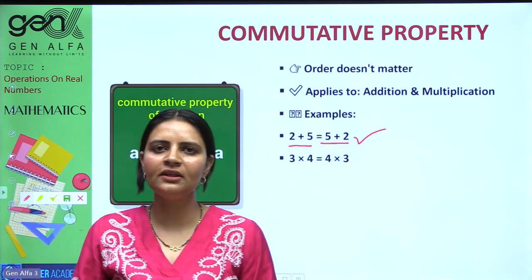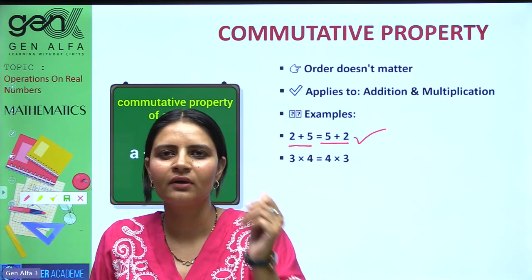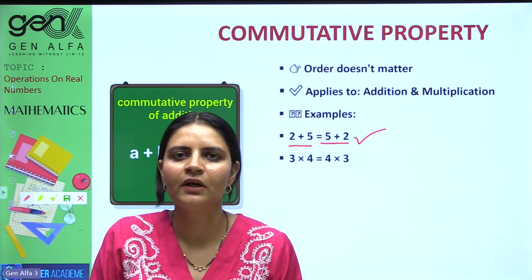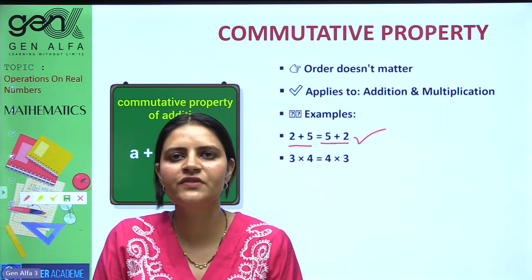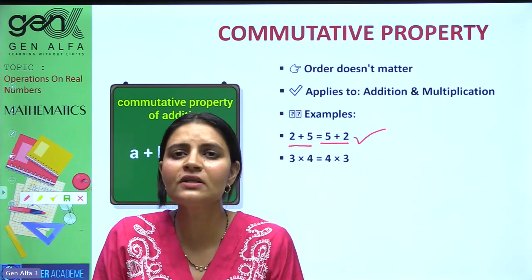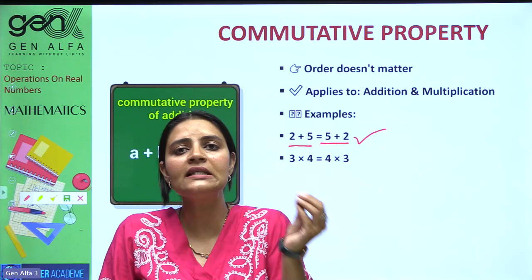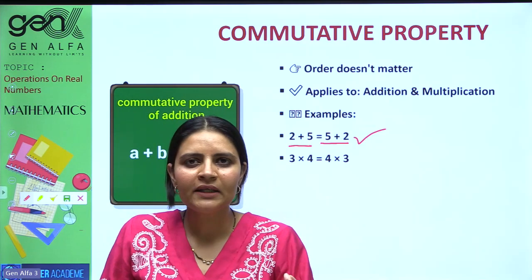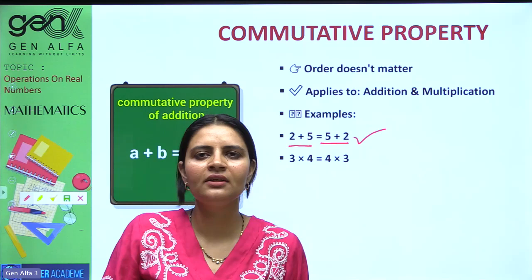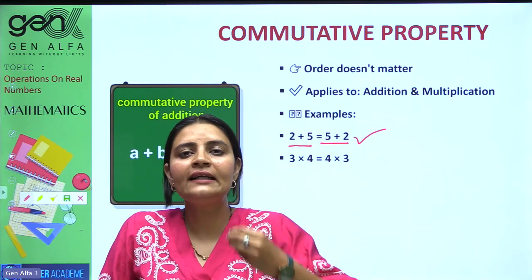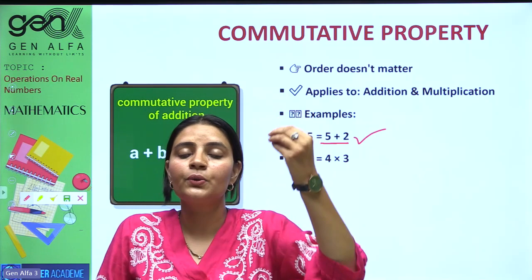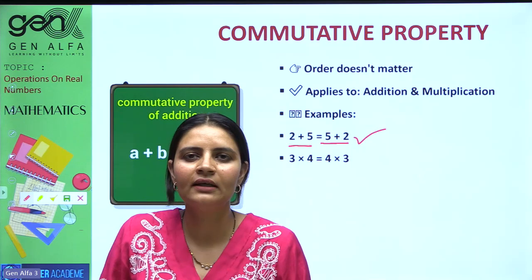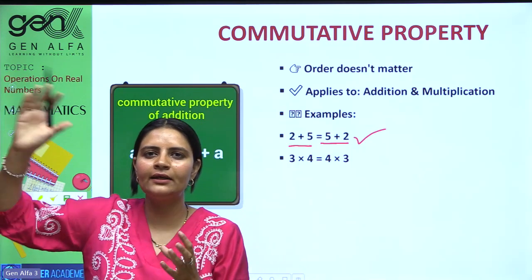Under multiplication, 3 cross 4 gives you 12. 4 cross 3 gives you again 12. What is multiplication basically? Multiplication is accumulated addition. Yes. So we are getting higher and higher, so here order does not matter. Either way, we are getting increased.